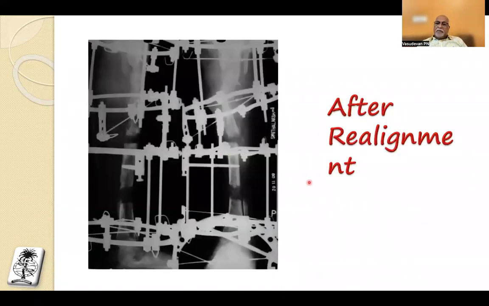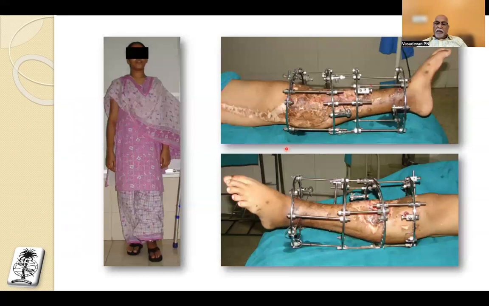So this is after realignment. You can see the lengthening there. This is the deformity correction plus lengthening and the compression of the non-union side. And this was how the X-ray was looking like. I mean, the clinical picture.